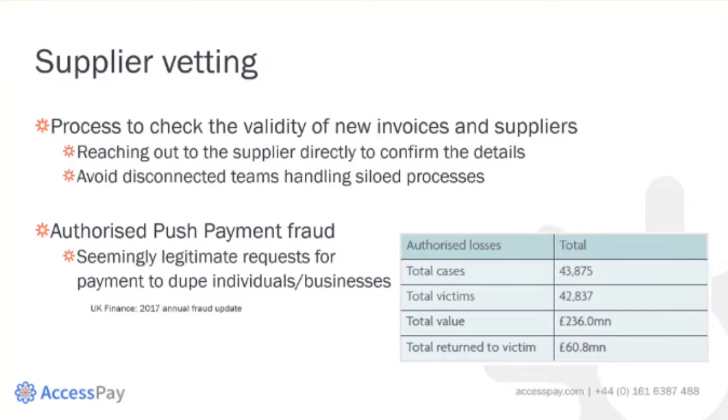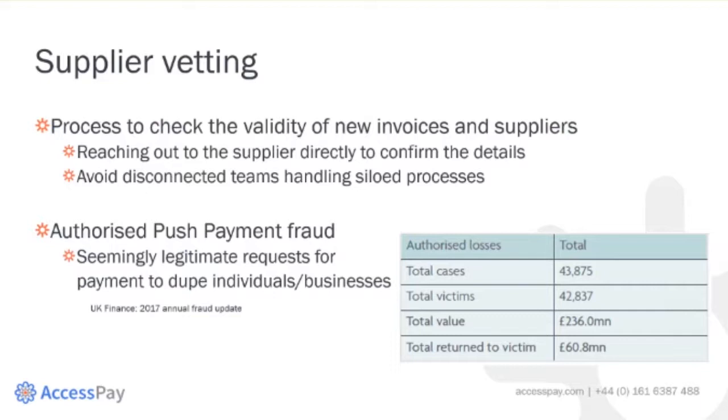So touching a little bit more on supplier vetting, do you have a process in place to check the validity of new invoices and suppliers? If you have a procurement team who are responsible for finding new suppliers and setting them up in the system, is there then a kind of siloed team who might handle the payments to that supplier? Because if there is, it might be that they're not doing the same level of checking that they should be, to make sure they've checked with the procurement team and that that's still a valid invoice to your supplier.